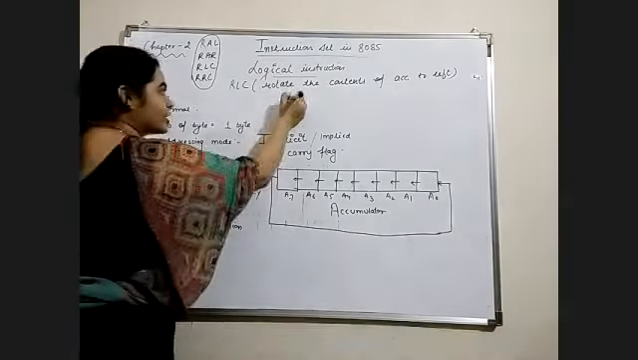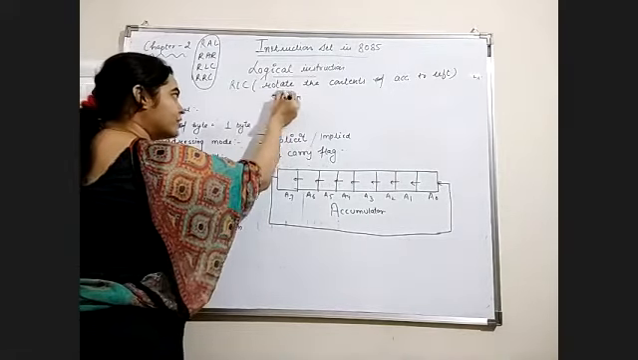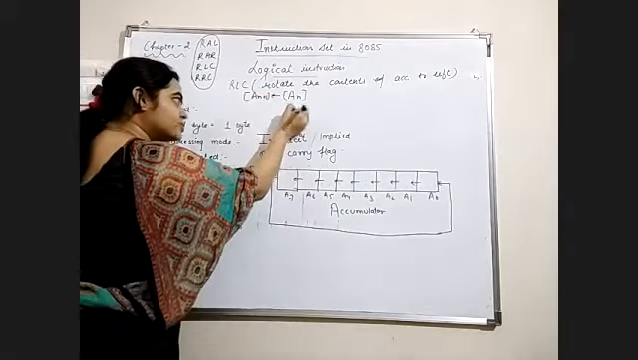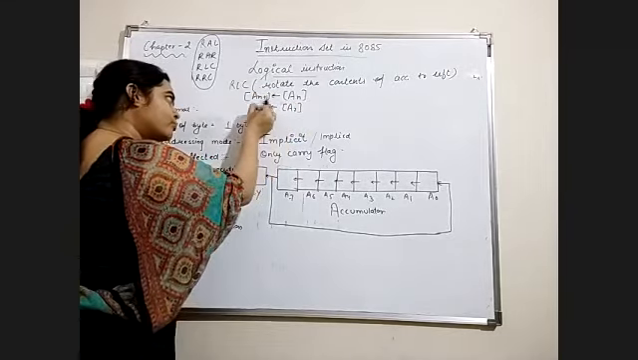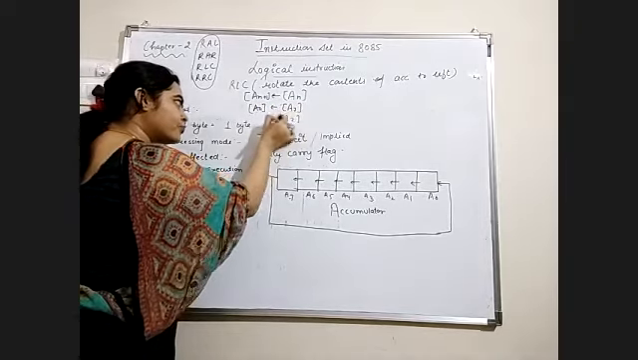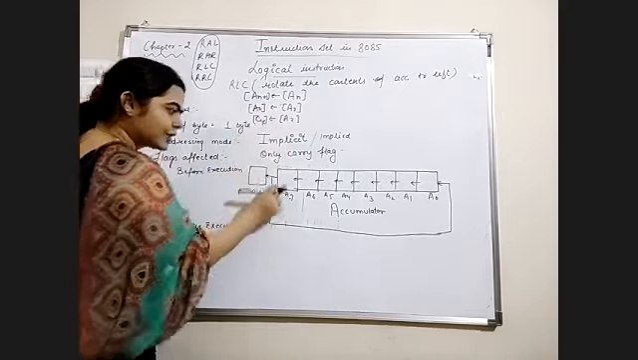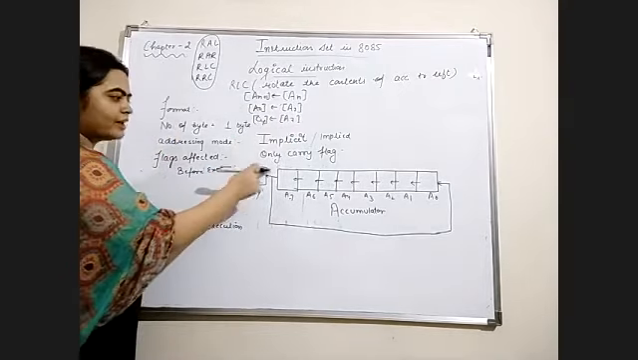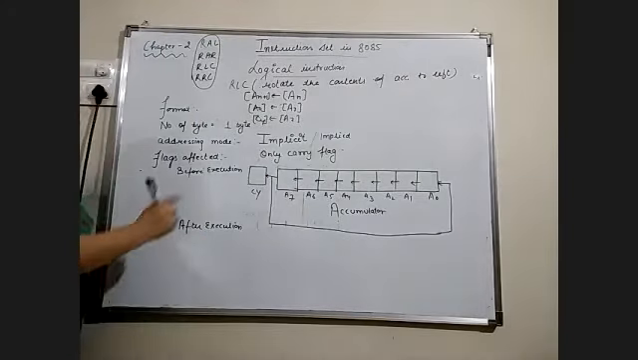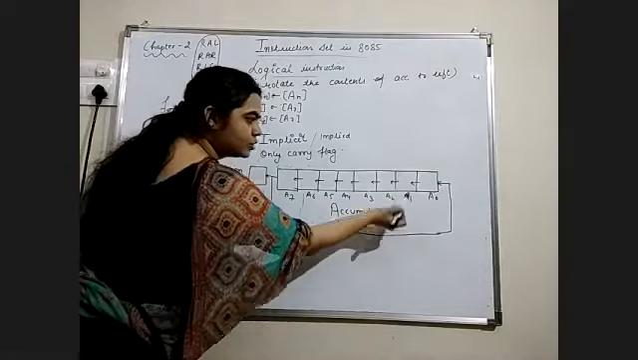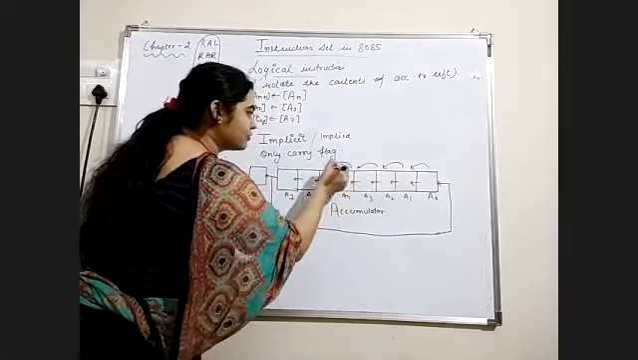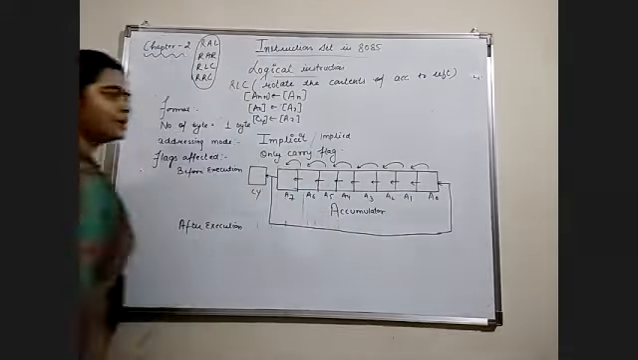So that means whatever contents we have in AN will be moved into AN plus 1. Whatever contents we have in A7 will be moved into A0, as well as into the carry flag. So the contents of A7 will be moved into the carry flag as well as into A0, and the contents of A0 go into A1, A1 goes into A2, like this. Okay, so this is the format of instruction RLC.